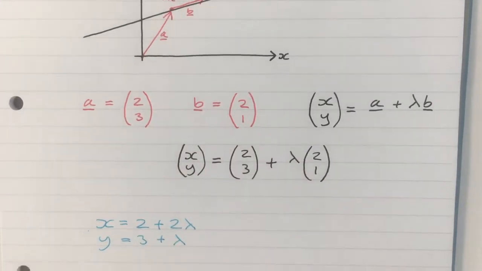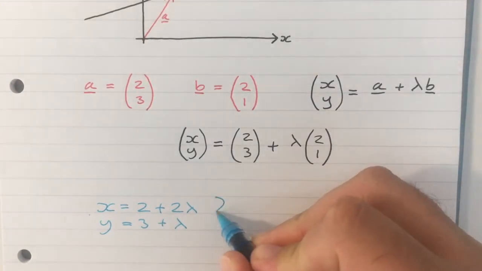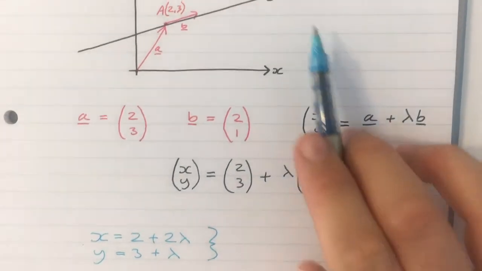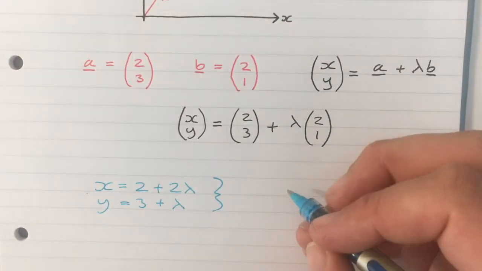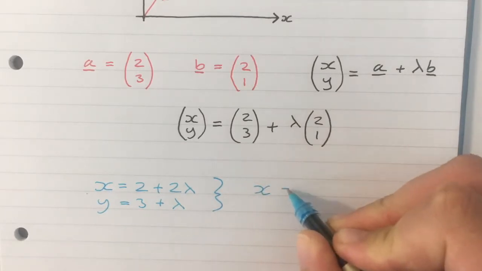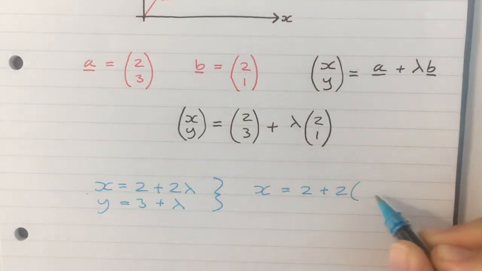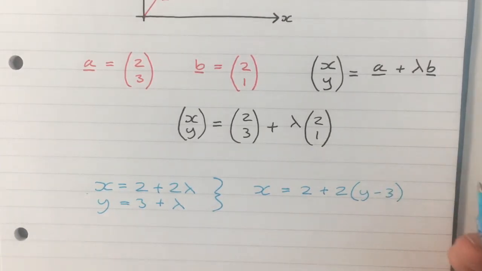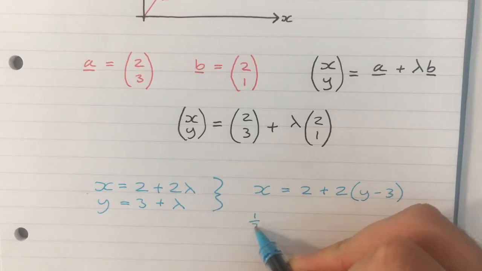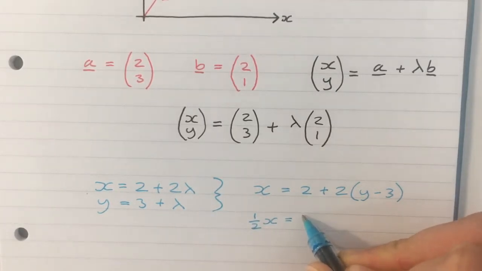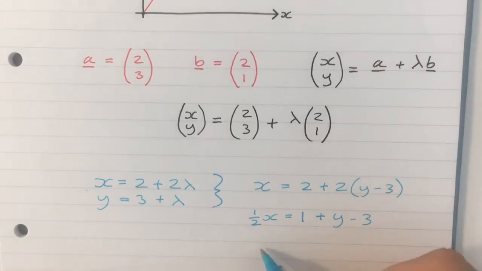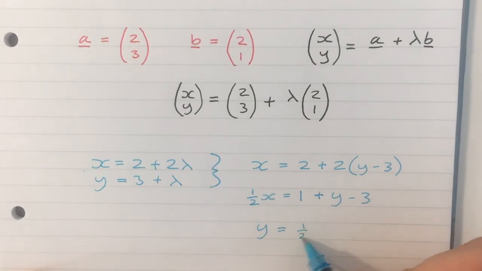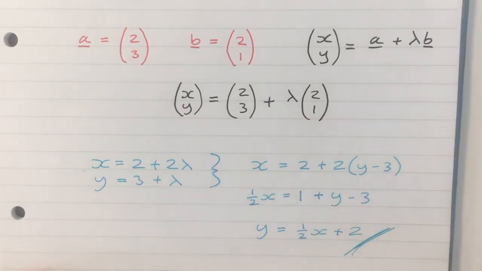Now what I could do is rearrange or solve those simultaneously to eliminate lambda, and I'll end up with this back out again. Okay, so let's just make lambda the subject of the bottom one and sub it in. So that'll be x equals 2 plus 2 into (y minus 3). Divide it all by 2. I'll get a half x equals 1 plus y minus 3. And then make y the subject. I'll get y equals a half x plus 2. Nice and straightforward.